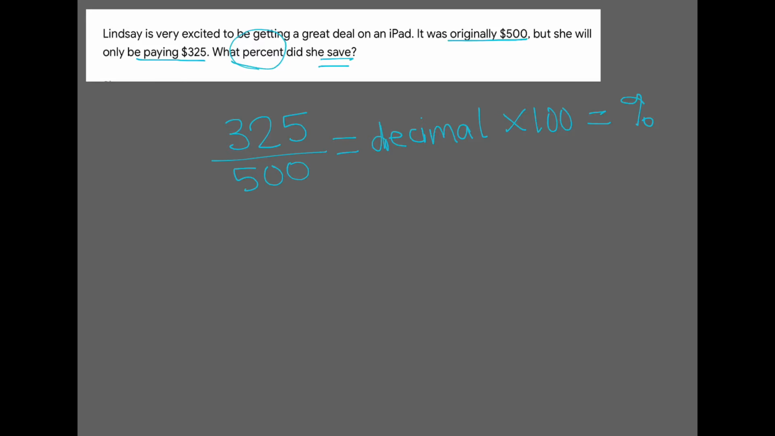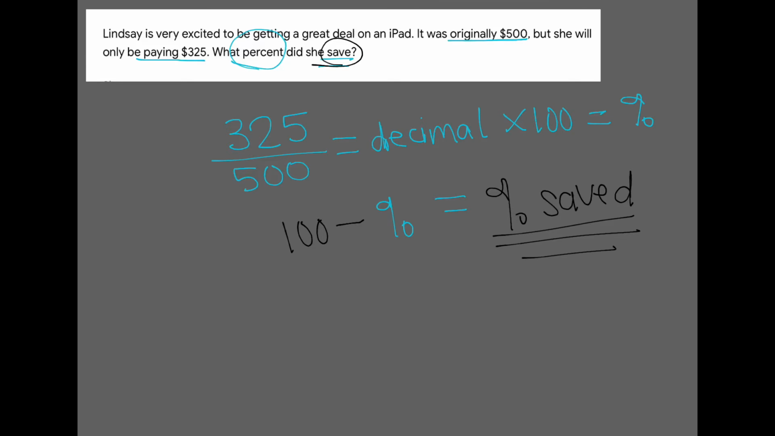We need to find the percent that she saved. In order to get the percent saved, we need to take 100 minus the percent you got. And that will give us the percent saved. And this is what you're going to type as your answer.